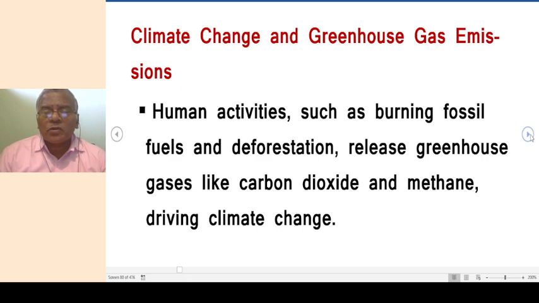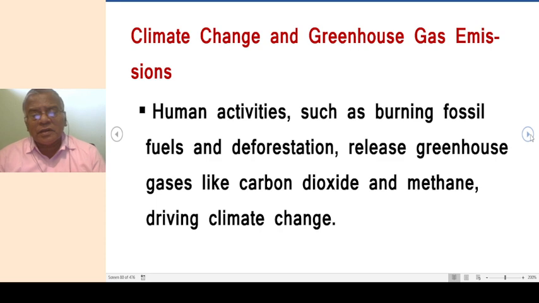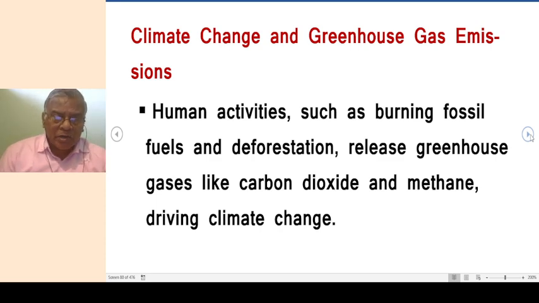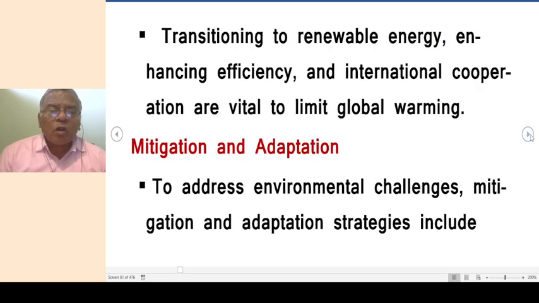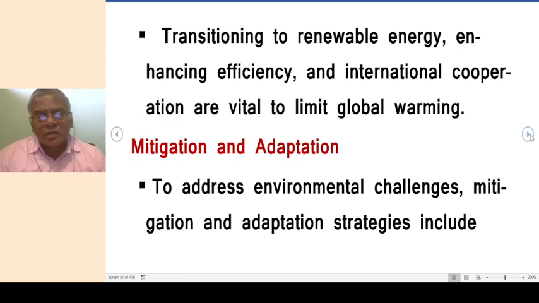Now let us talk about climate change and greenhouse gas emissions, another important area in people, development and environment, this Unit 9. Human activities such as burning fossil fuels and deforestation release greenhouse gases like carbon dioxide and methane, driving climate change. Transitioning to renewable energy, transferring from the old methods to the new methods, enhancing efficiency and international cooperation are very, very important to limit global warming, to control global warming.